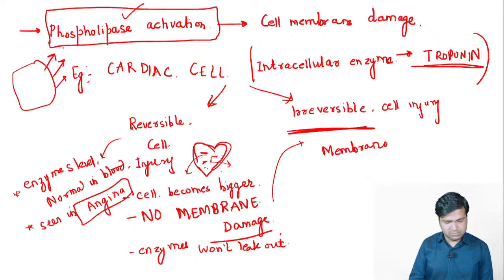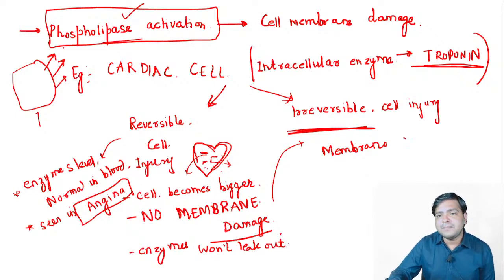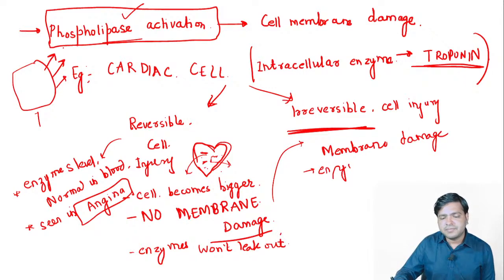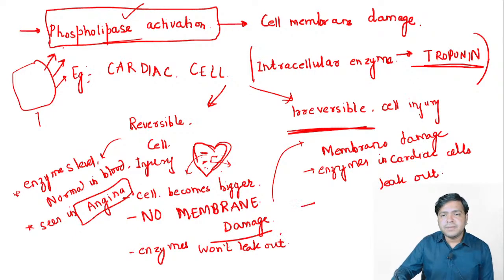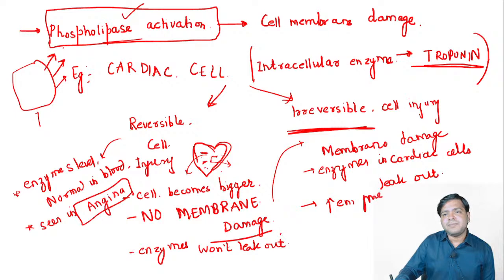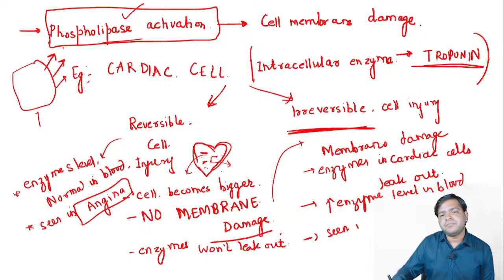Meenakshi perfectly told. So ultimately, the cell membrane is made up of phospholipids, and phospholipase will break the cell membrane. So in irreversible injury, you will see membrane damage. If the membranes are damaged, the enzymes will leak out. Enzymes in cardiac cells will leak out. Yes, Kanchandeep, it is right. There will be an increase in the enzyme levels in the blood, and it is seen in myocardial infarction.